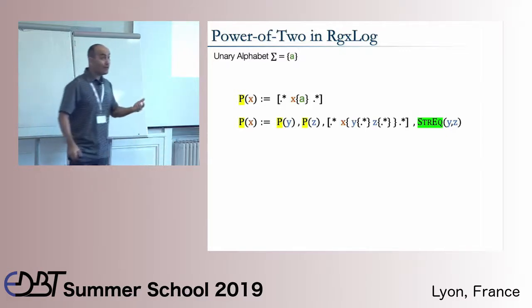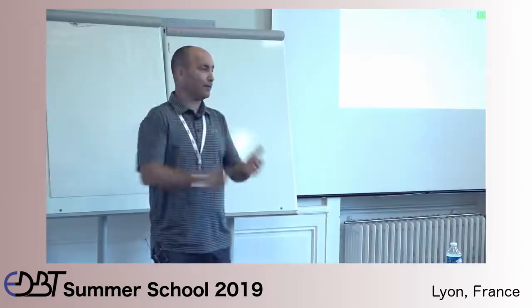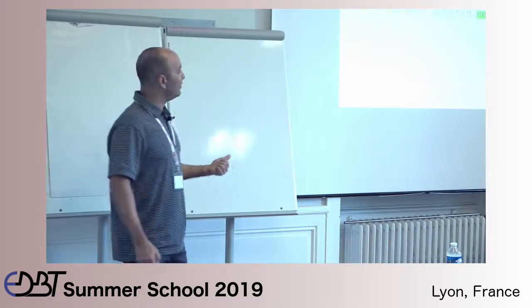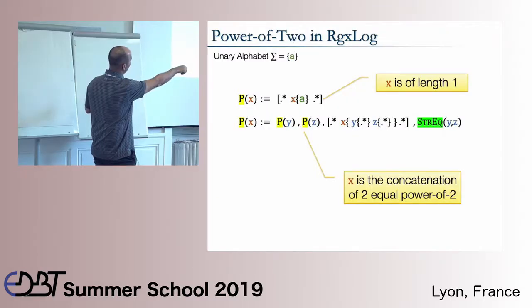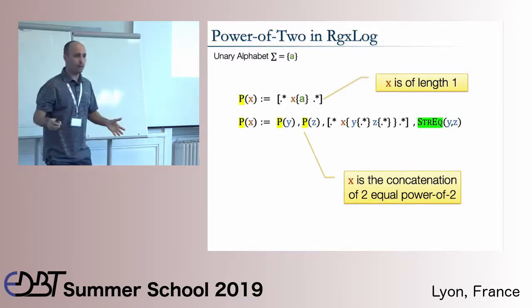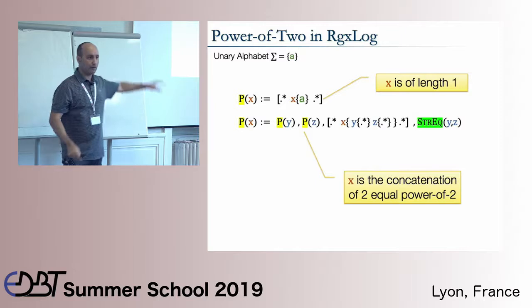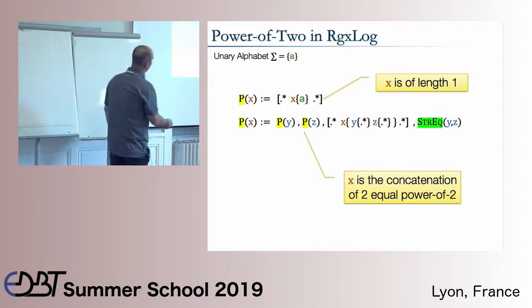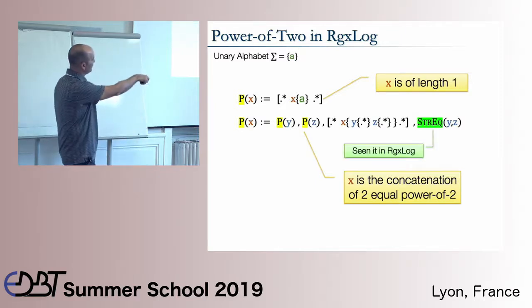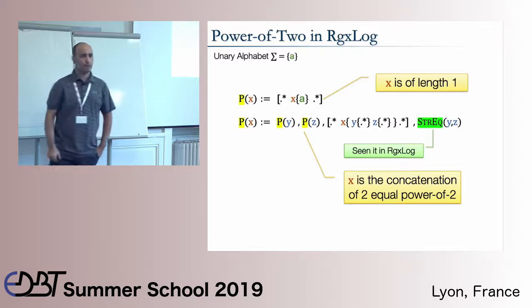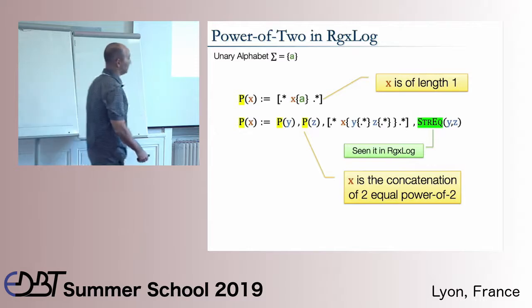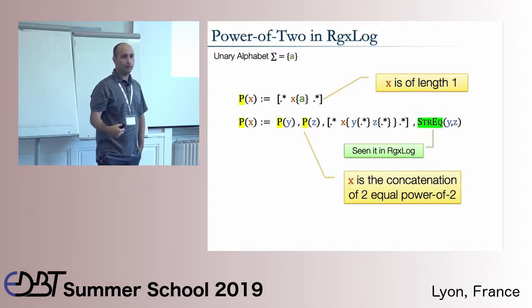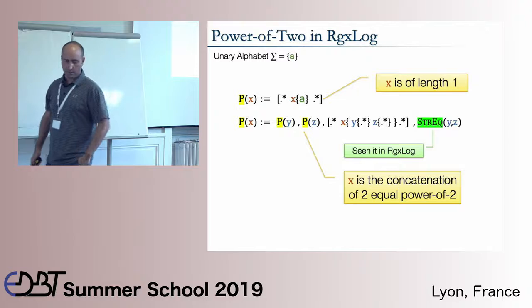Okay, so a string is of a length that is a power of 2 if it is of length 1, or it is the concatenation of two strings, each of which is of length that is a power of 2, and they are equal to one another, or they have the same length. This could also be easily done in regex log, but we've seen how you do string equality with regex log. So this is basically the proof, or one proof, that with recursion, you can do things that you cannot do with the generalized core spanners.